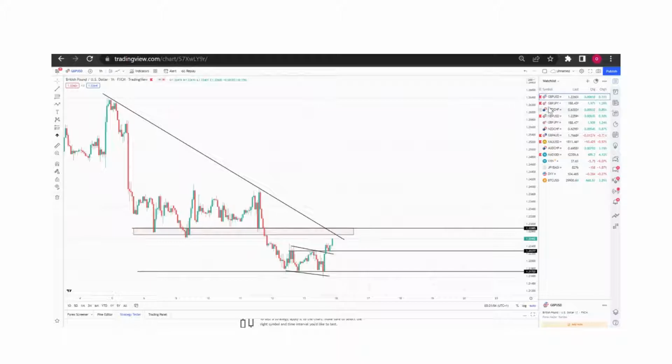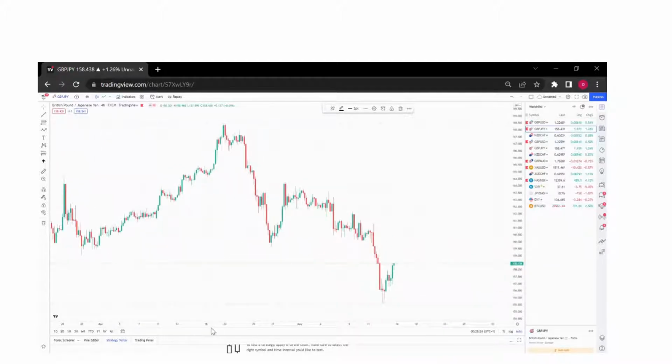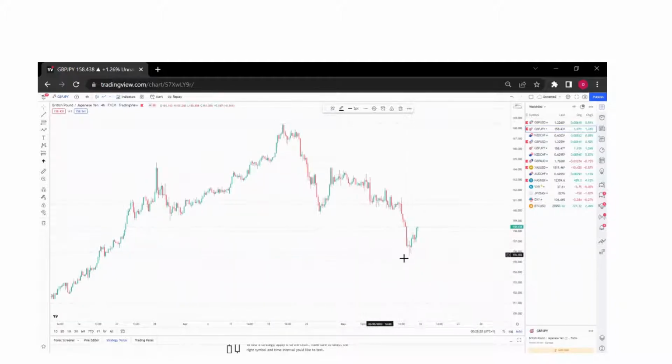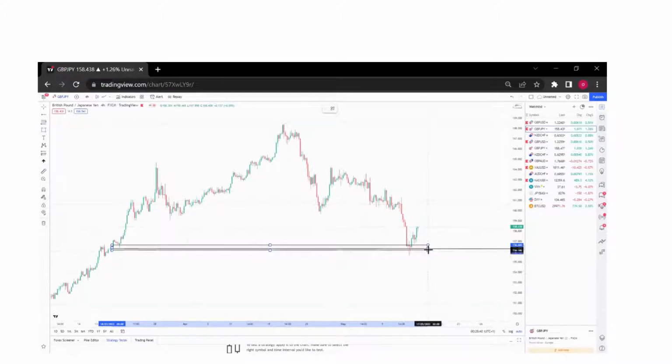So let's move to GBPJPY. Okay, this is GBPJPY. Let's see what's happening. This is GBPJPY on the 4 hour time frame. It's pushing upward presently, so it must have reacted to a previous support. So let's just mark it out. Okay, good. You know, this is technical analysis using previous market condition to analyze current market condition.